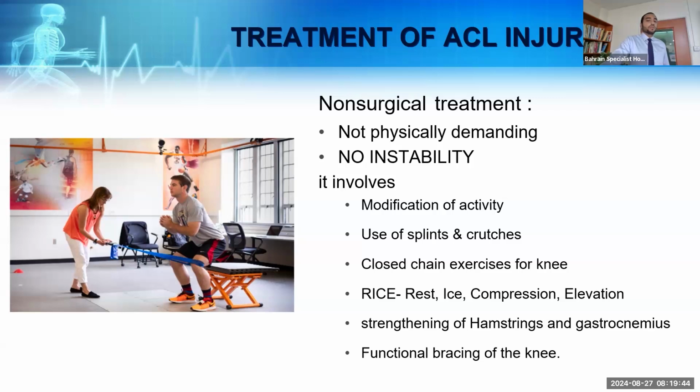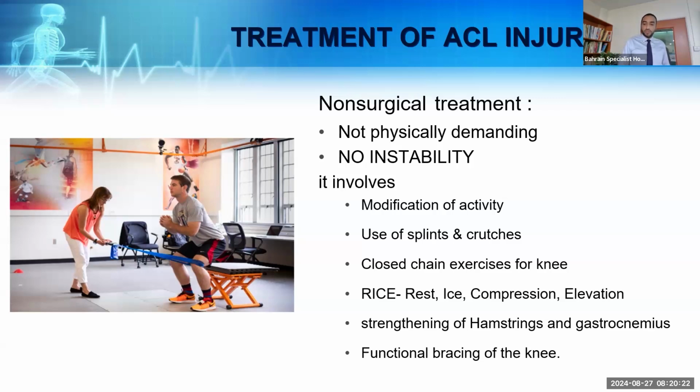The treatment usually involves modification of activity, use of splints and crutches, closed chain exercises for the knee, and management of acute injuries such as RICE therapy: rest, ice, compression, and elevation, and strengthening of the hamstring and gastrocnemius. So this is very important. Most patients who have an ACL injury try to strengthen the quadriceps. Quadriceps strengthening is important, but the hamstring and gastrocnemius strengthening is more important than the quadriceps strengthening in ACL injuries.